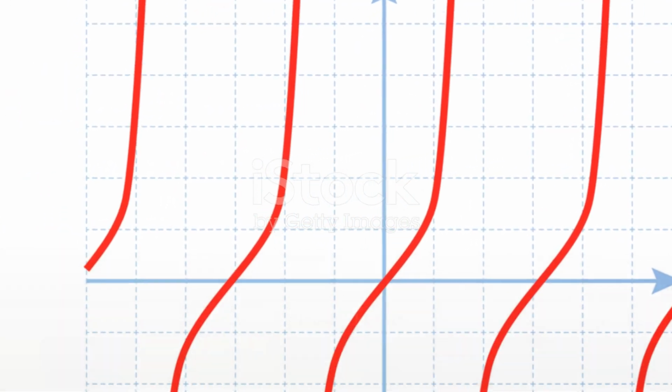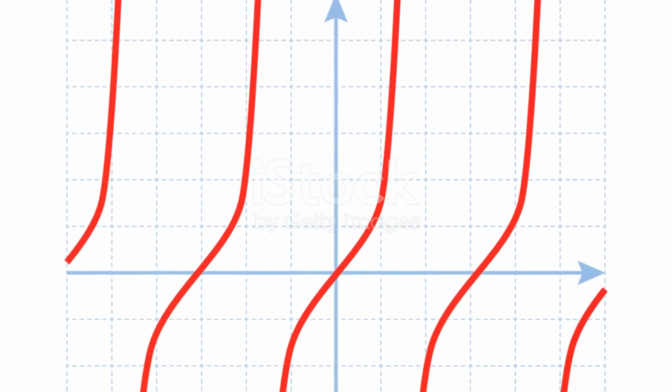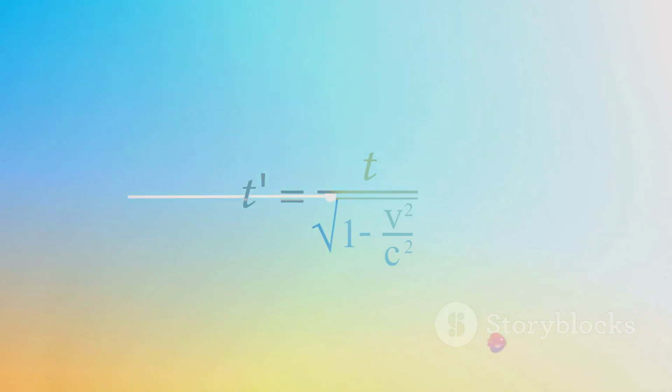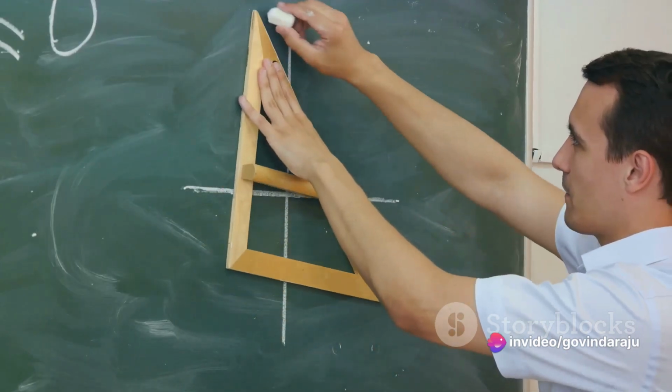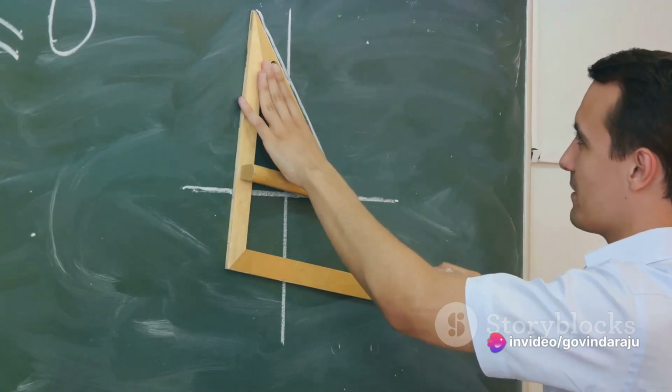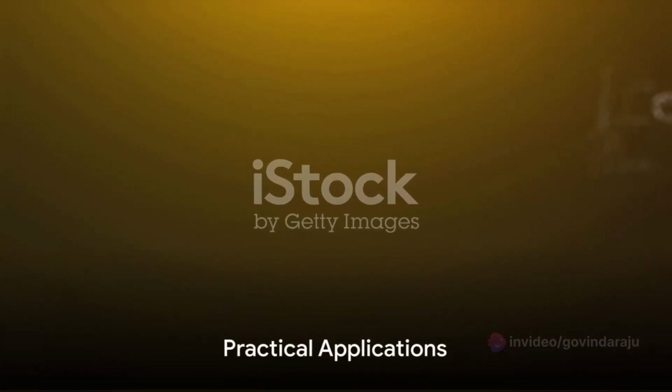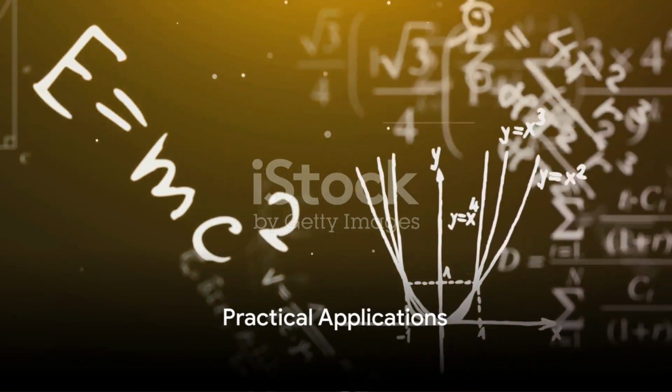This is a bit different from the first two. The tangent of an angle is the length of the opposite side divided by the length of the adjacent side. In other words, it's the sine of the angle divided by the cosine of the same angle. Now, you might be wondering, why does any of this matter?